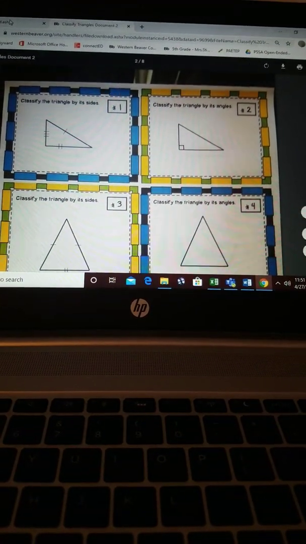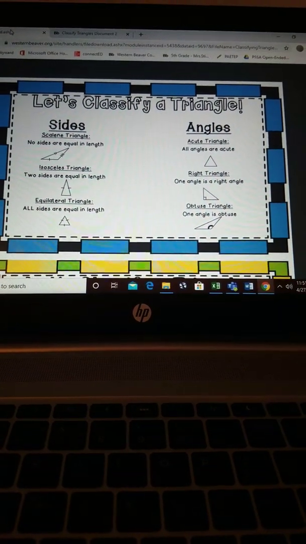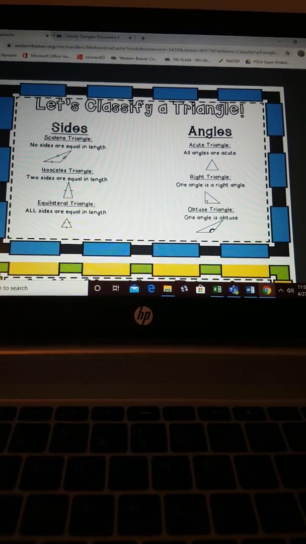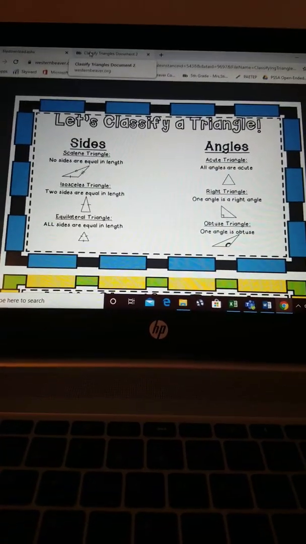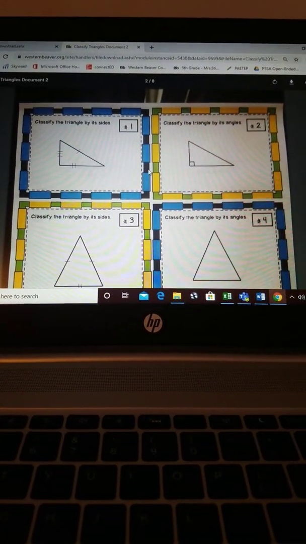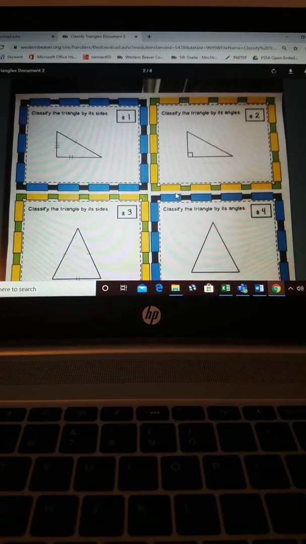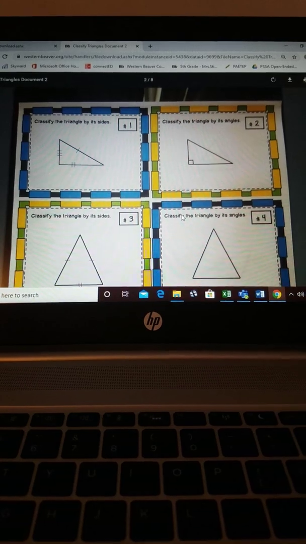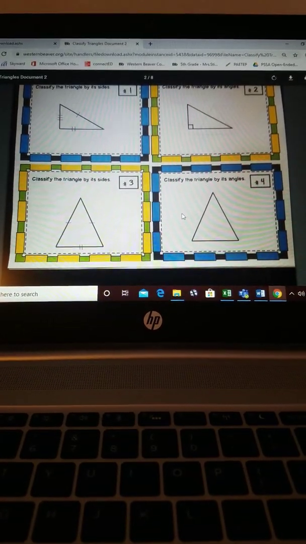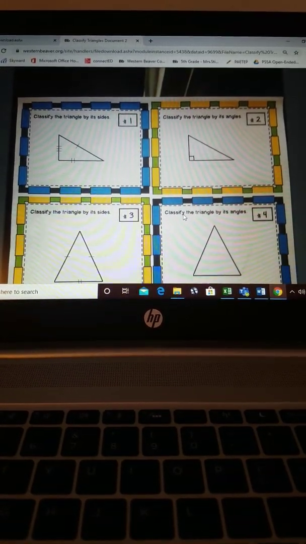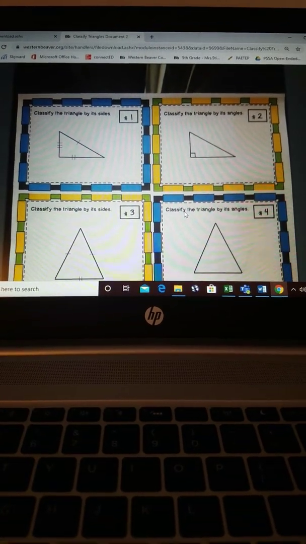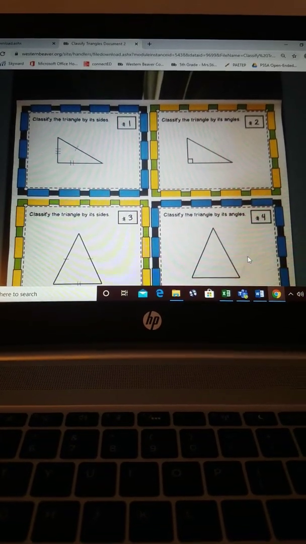So we've got our 2 documents up. We've got our little reference sheet, which was document 1. And over here, you can click and you have your cards. Now, if you're on a device, it might look a little bit different. If you are on a phone, it might also look a little bit different. Okay? But you probably know how to navigate that better than me.